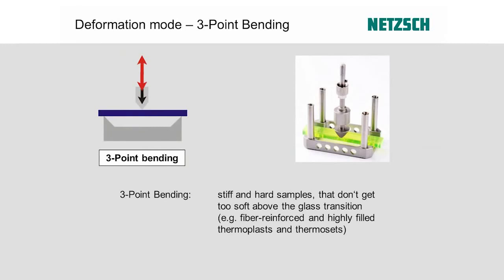This is 3-point bending, where you have free supports here. So in this case, you will not be influenced by clamping effects during your measurement. It's very suitable for measuring stiff and hard samples that don't get too soft above the glass transition. For example, fiber reinforced and highly filled thermoplasts and composites from that, and also thermosets. And from that, I will have an example in my application examples later.